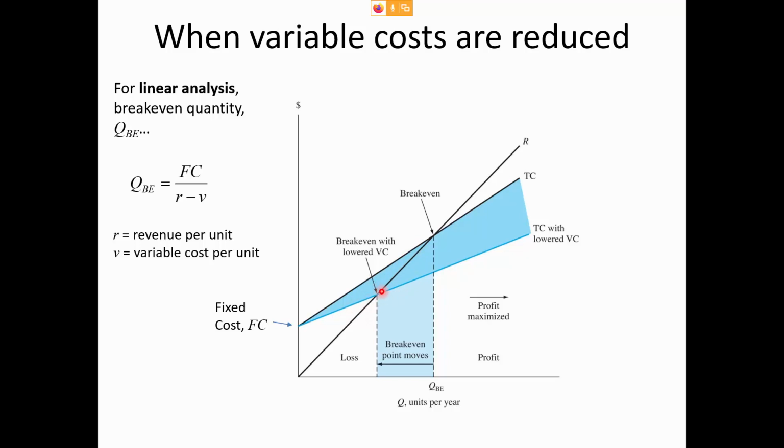So that means when your costs go down, you don't have to make as many units in order to reach the break-even point. So you can be profitable at an earlier production point. That's what happens when the variable costs are reduced. The break-even point moves to the left.